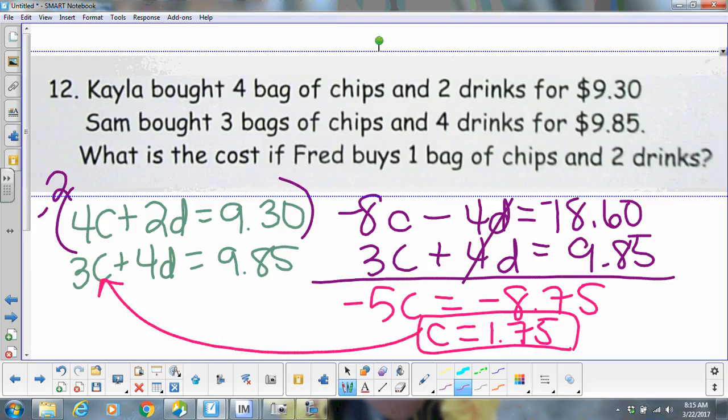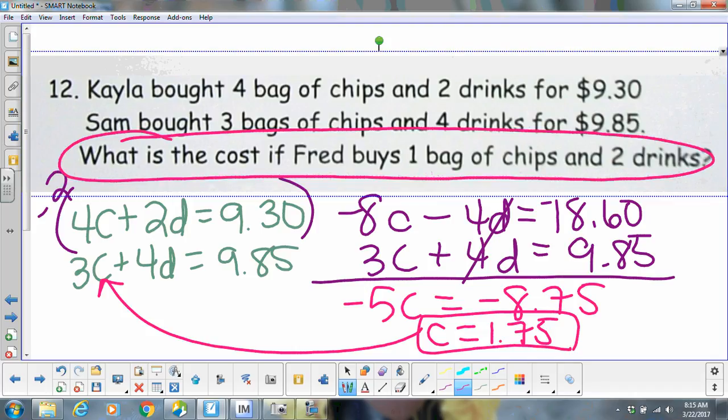And then make sure you pay attention to the bottom where it asks, after you find your chips and your drinks, how much would it cost to buy 1 bag of chips and 2 drinks? You're going to have to do one more step on the equation there.